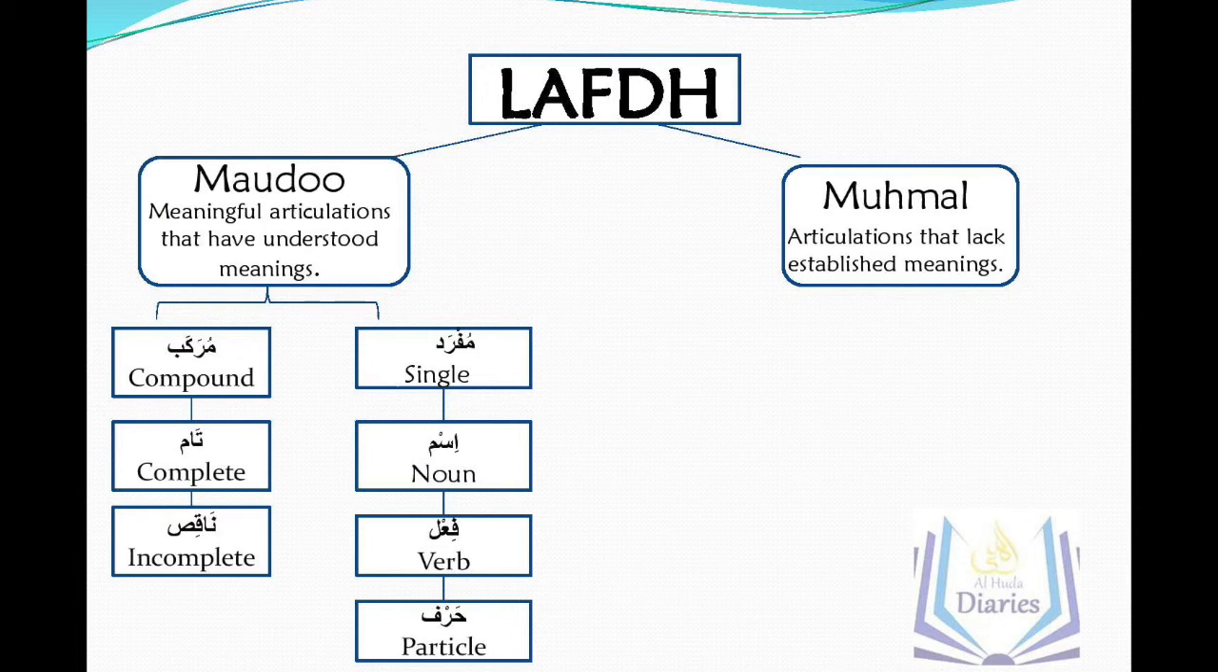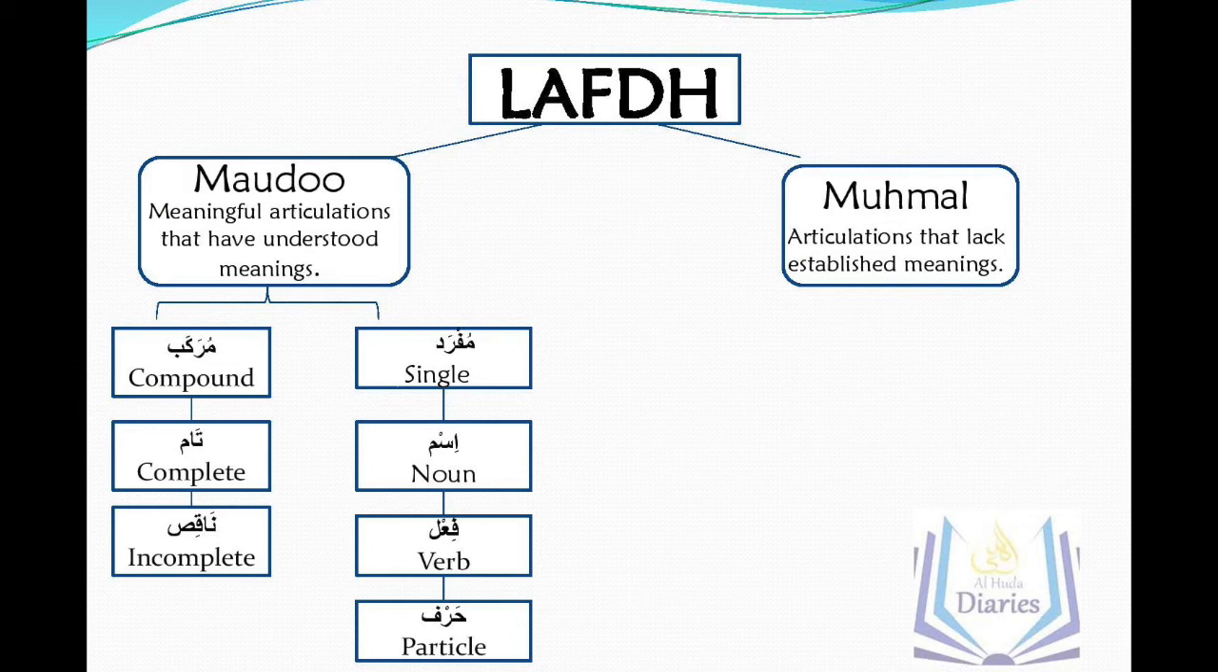But when it comes to the subcategory of mawdu', it is further divided into two. It is divided into single words, mufrad, and compound words, murakkab. First, let's look at mufrad. When it comes to mufrad, that is the single words, it contains three parts. One, ism, that is the noun. Two, fi'l, which is the verb. And three, harf, which is the particle. And when it comes to murakkab, the compound words, it is divided into two parts. One, tam, complete, and two, naqis, incomplete.